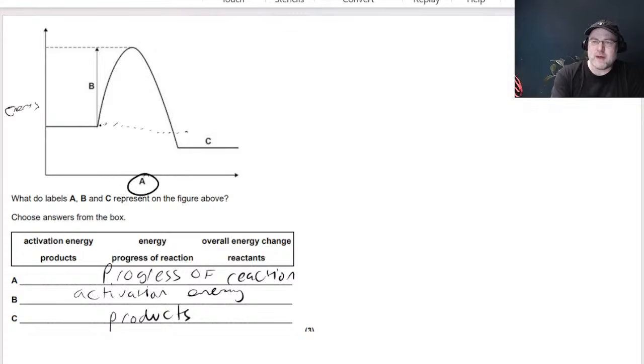Overall, oh sugar, the overall energy change, this one would be this. The overall energy change is the difference between the activation energy and the energy released there. Okay.